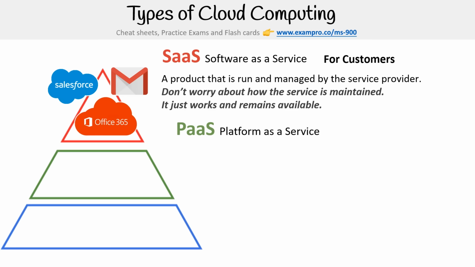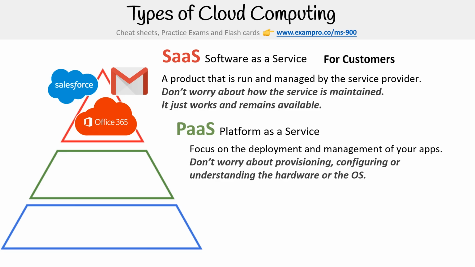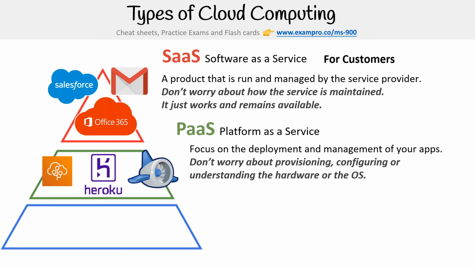The next category we have is Platform as a Service, abbreviated as PaaS. And so here we focus on the development and management of your applications. So you don't have to worry about provisioning, configuring, or understanding the hardware or operating system. And this is really for people that are building apps, but they don't think about any of the infrastructure. Services like this would be Elastic Beanstalk on AWS, Heroku, which is very popular amongst junior developers, a third-party service for launching web apps, and then you have the Google App Engine. So those are 3 examples there, and these are really for developers. So Platform as a Service makes it easy for developers to build apps on the cloud without worrying about all the stuff underneath at the bottom.